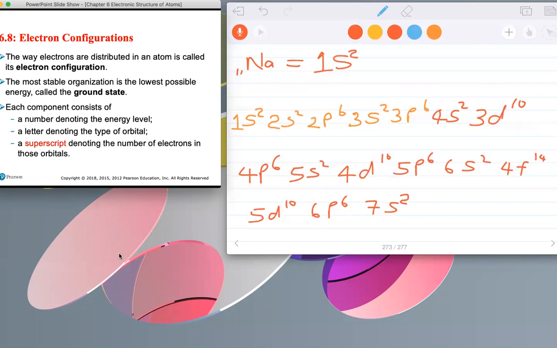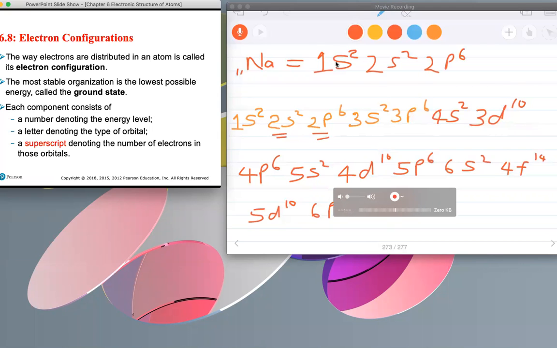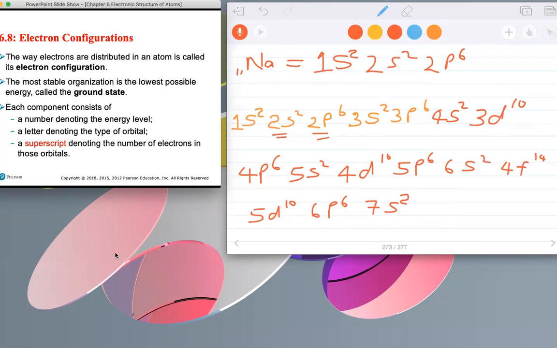The next one after that is 2s2. The next one is 2p6. These are up to 10: 4 plus 2, 4 plus 6 is 10. For number 11, I need 3s1. That is how you write the electron configuration, ground state.